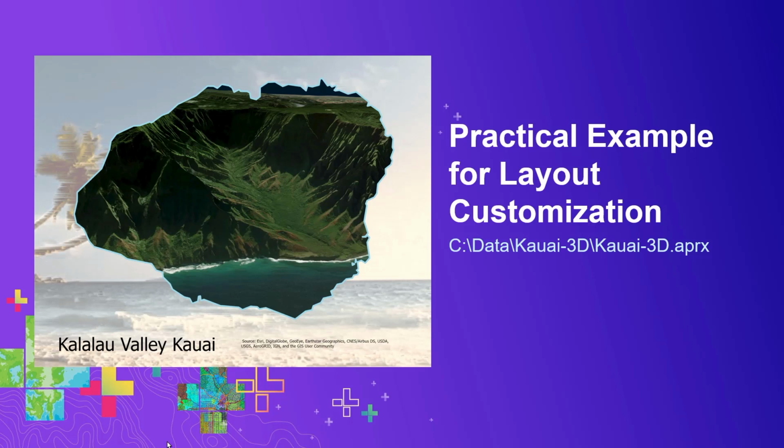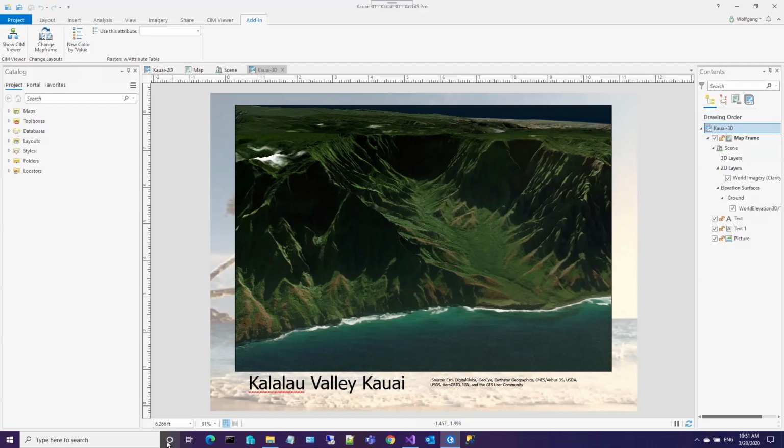Okay, now let's take a look at the sample, the layout customization sample in code. I already have this running in my debugger. Let's bring it up. So you can see my layout is already up. It's a standard layout that I designed with a rectangular area for my map frame, which contains my 3D map.